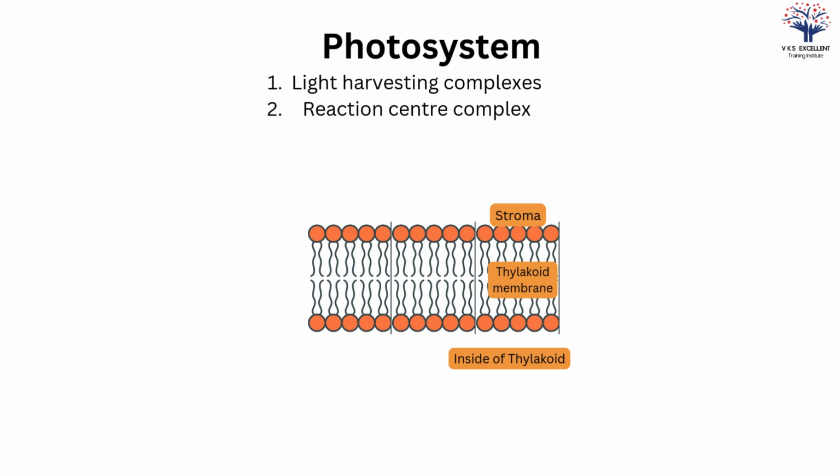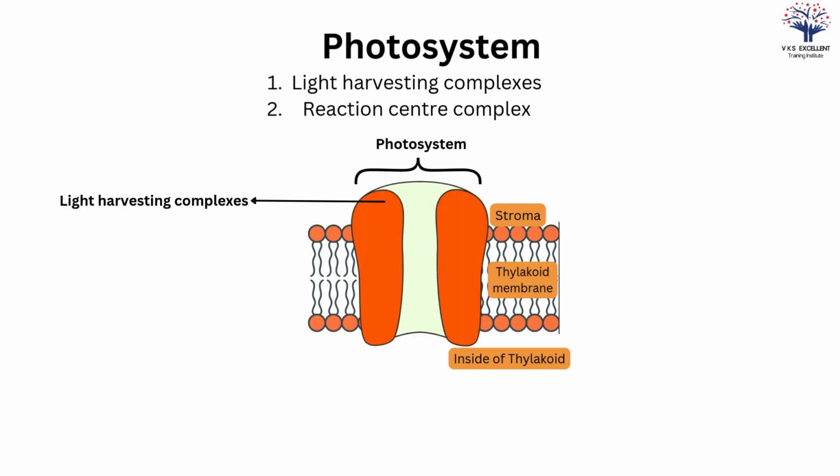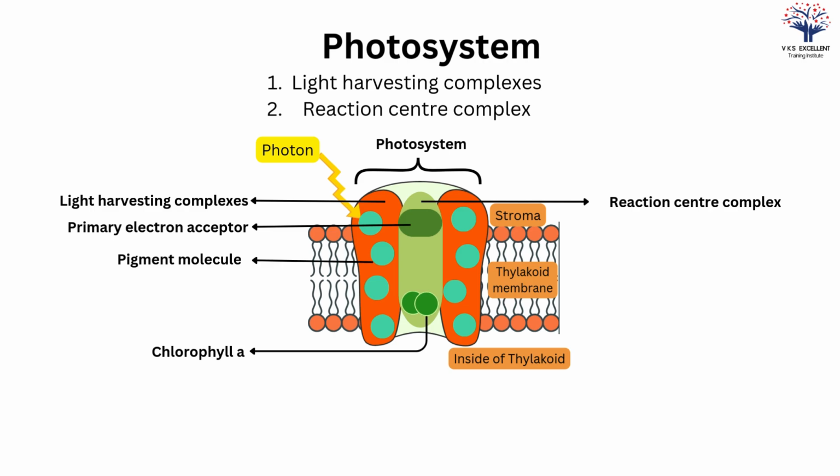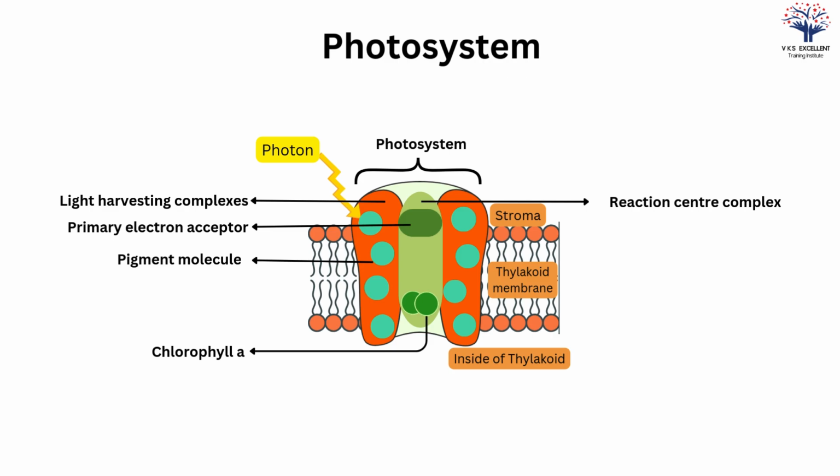Before we go into detail about the light reaction, let me introduce you to photosystem. A photosystem is composed of a reaction center complex surrounded by several light harvesting complexes. The reaction center complex is an organized association of proteins holding a special pair of chlorophyll A molecules and a primary electron acceptor, while the light harvesting complex consists of various pigment molecules such as chlorophyll A, chlorophyll B, and multiple carotenoids bound to proteins. It converts light energy to chemical energy, which will ultimately be used for the synthesis of sugar.